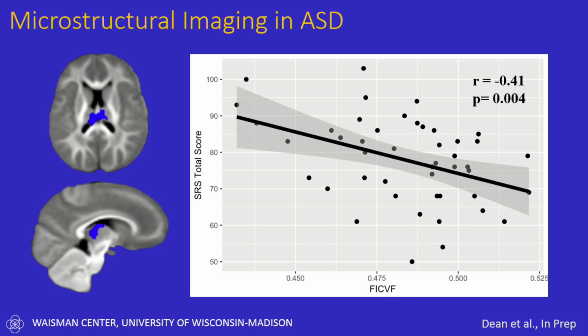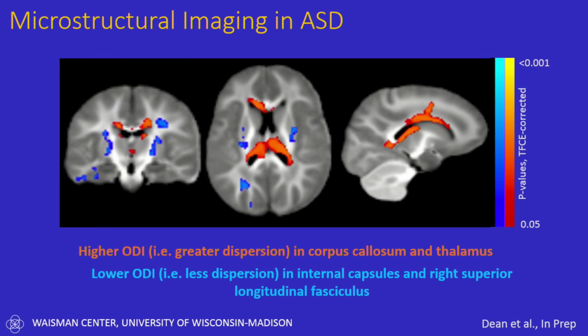And this is, again, a really exciting finding that we're preparing to write up currently. But not only do we see this lower neurite density, but we also see parts of the white matter that actually look more coherent, and there's less dispersion in the brain. So these areas here in blue are showing that. We see that in the internal capsules and the right superior longitudinal fasciculus, there are actually areas of white matter that seem to be even more coherent than that of our typically developing group.